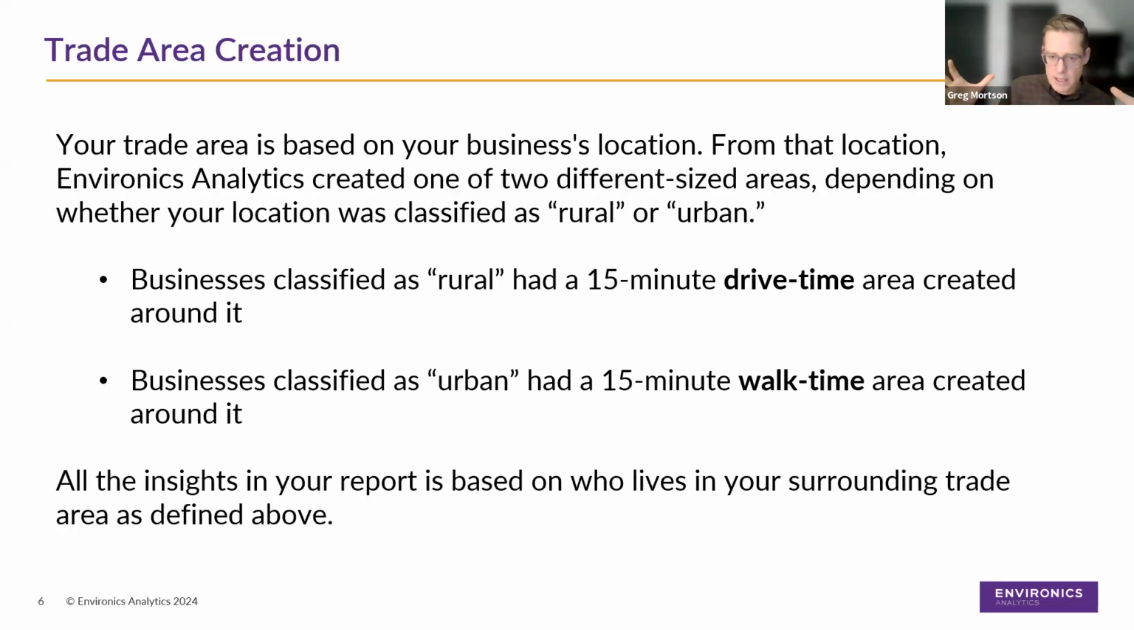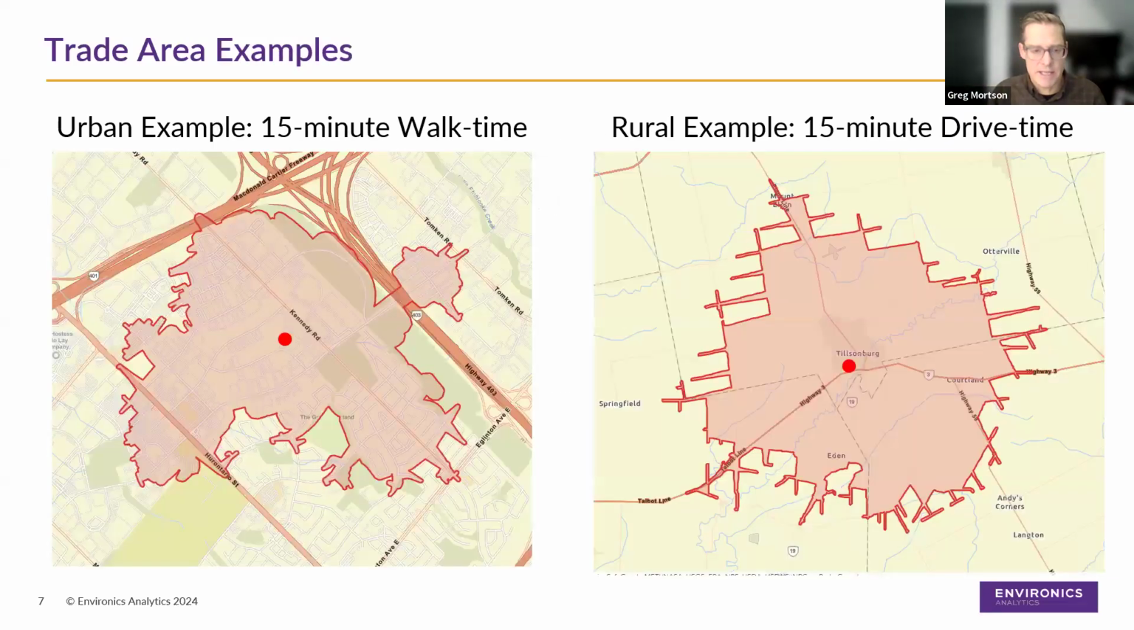For more dense urban areas, or businesses that the CUI has classified as urban, we've created a 15-minute walk time. So a very small area, again, where all the households can get to your location within 15 minutes. So that's how we've delineated your businesses. Each one will be unique to where your business is on the ground, and then the appropriate area around it. And you can see a couple of examples here.